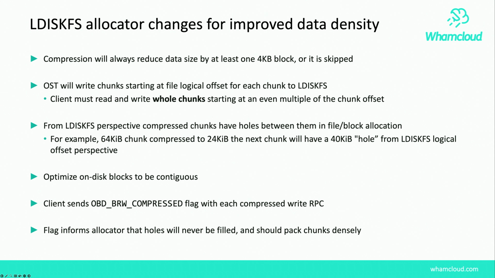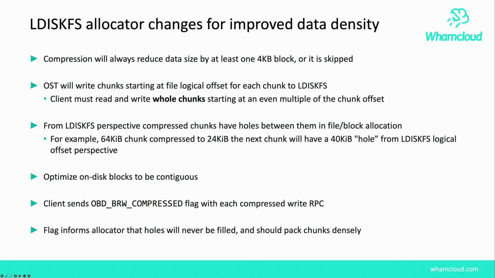From the LDISKFS perspective, compressed chunks have holes between them, of course. In a file block allocation, for example, the example we have here, a 64 kilobyte chunk compressed to 24 kilobytes. The next chunk will have a 40 kilobyte hole in it, which is, again, suboptimal for our packing strategy, from an LDISKFS logical offset perspective. So again, what this means is we've successfully compressed the logical chunk that we've sent in. However, we've now effectively lost a good chunk of that space once we write it out to disk.